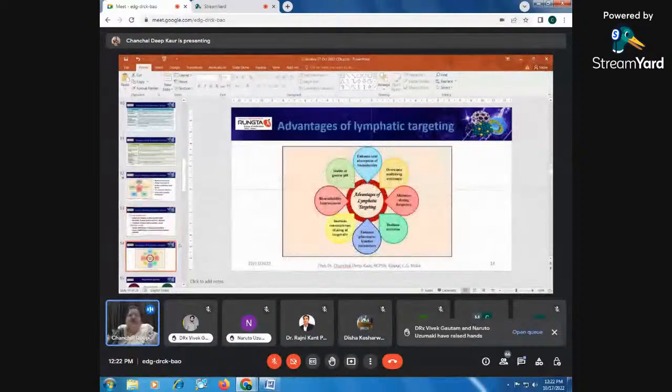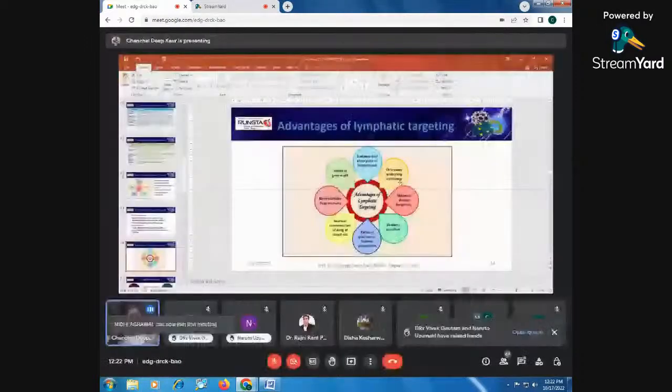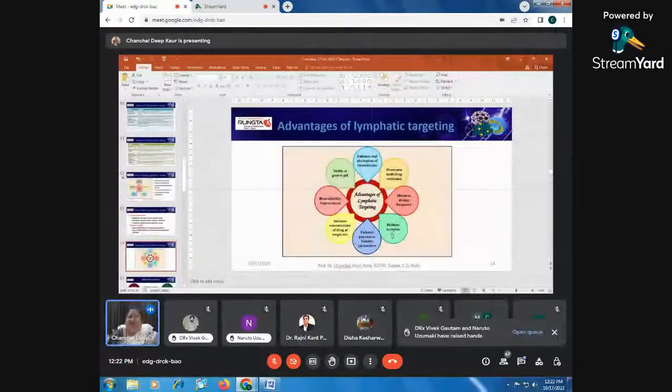Now we will see what are the important advantages of lymphatic targeting. See, this is not only an advantage of lymphatic targeting, but also an advantage of novel drug delivery systems. So if we start, we can enhance oral absorption of biomolecules, then we can overcome multi-drug resistance, then we can minimize dosing frequency, we can reduce dose. So by reducing dose, toxicity will be reduced. Then we can enhance pharmacokinetic parameters. Then we can increase concentration of the drug at target site. Then we can improve the bioavailability of the drugs, and we can stabilize the drug at gastric pH. So these are important advantages of lymphatic targeting of any drug.